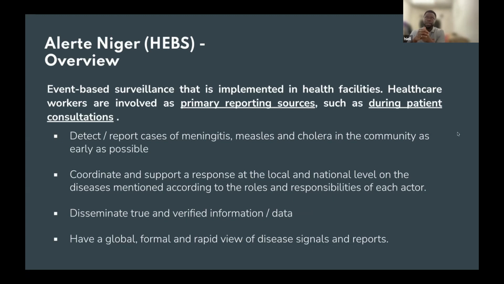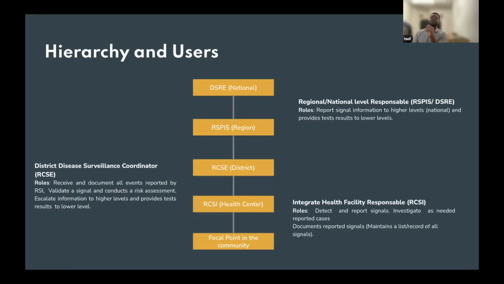So there are multiple levels. We have the national level, which is the DSRE, the national and the regional level. Their role is really to report the signal information to the higher levels and to provide the test results. But everything comes from the bottom. So maybe I should start with the bottom.